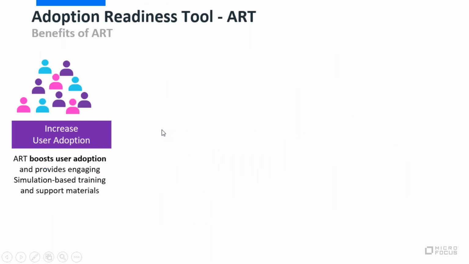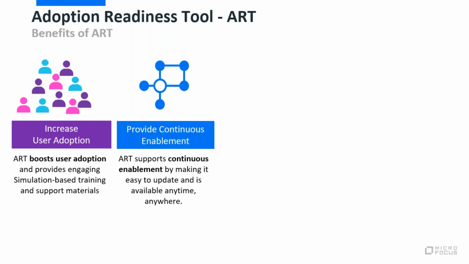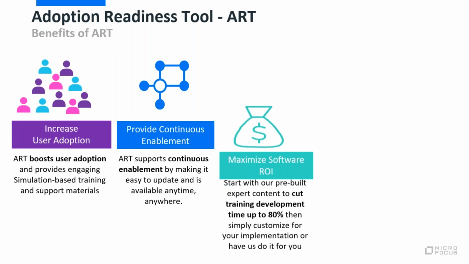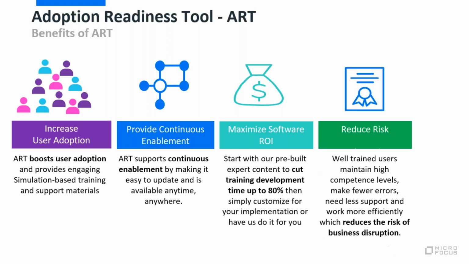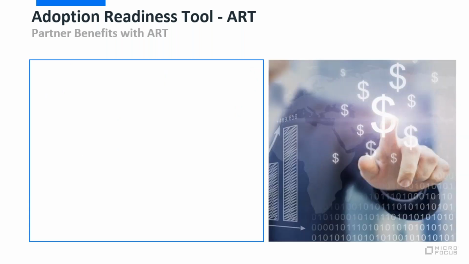Okay. So some benefits of art. It's increased user adoption. Art boosts user adoption and provides an engaging simulation-based training. Art supports continuous enablement and making it easy to update, and it's available anytime, anywhere. Start with our pre-built expert content to cut training development time up to 80%, and then you can just customize it to reflect your local implementation. Well-trained users maintain high competency level, make fewer errors, need less support, and work much more efficiently than anyone else.